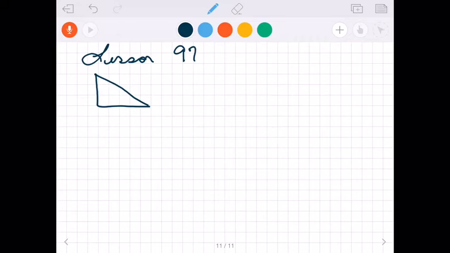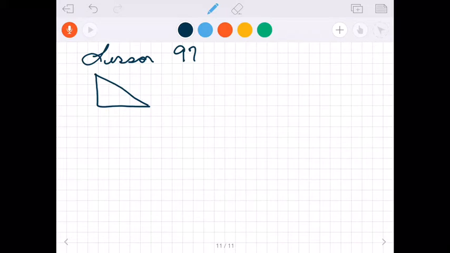Lesson 97 is about angles and triangles, the Pythagorean theorem, and special right triangles called Pythagorean triples. We do know, I think you all know, that the sum of the interior angles of a triangle is 180 degrees. And any triangle that contains a right angle is called a right triangle.